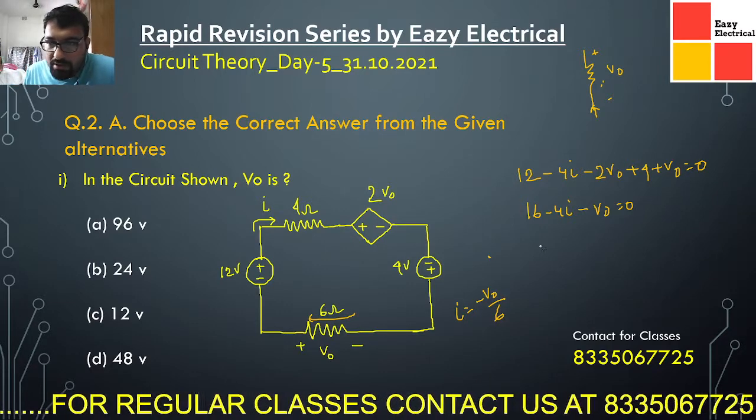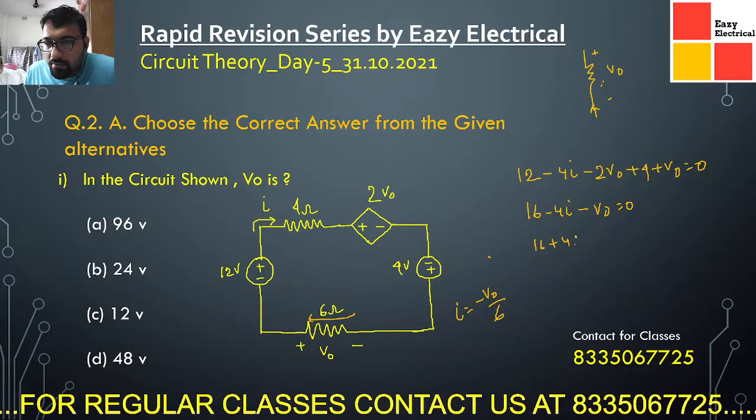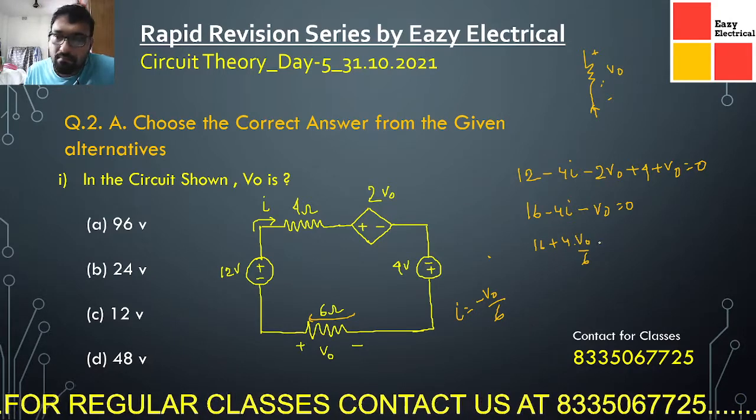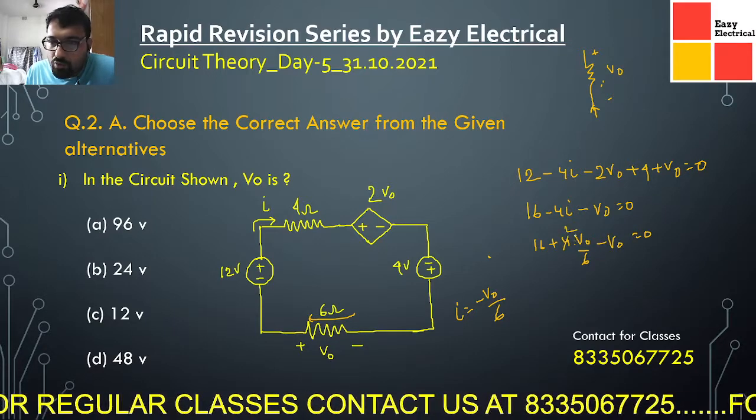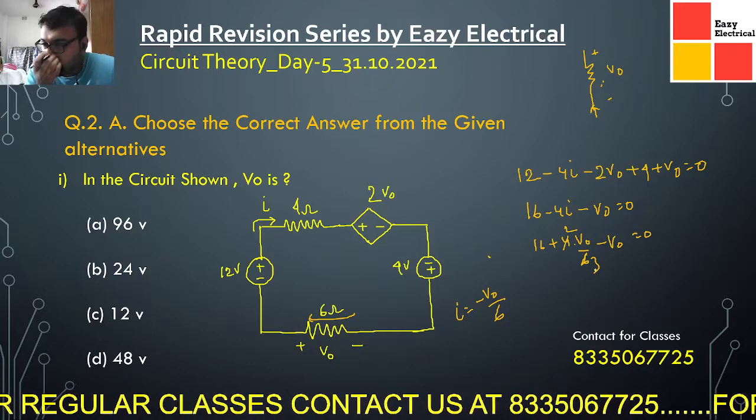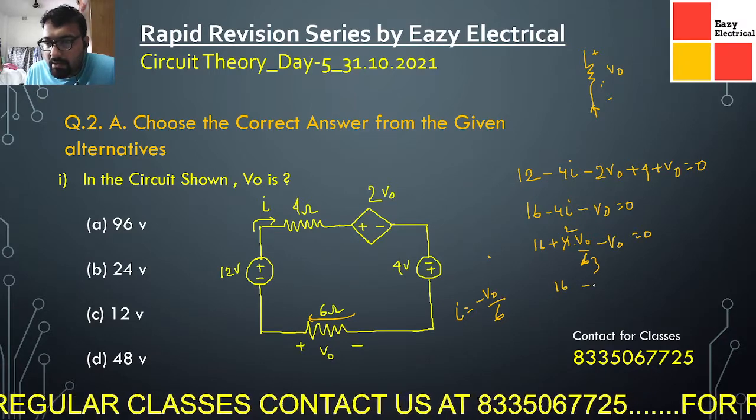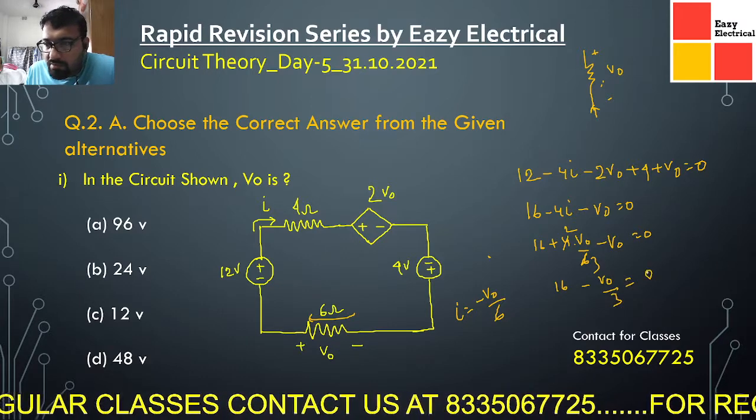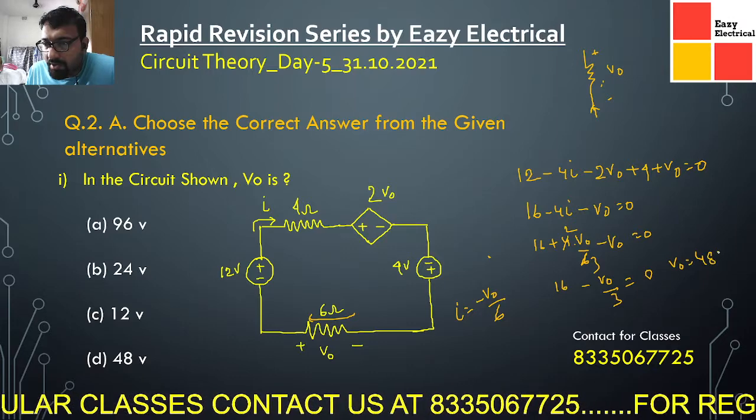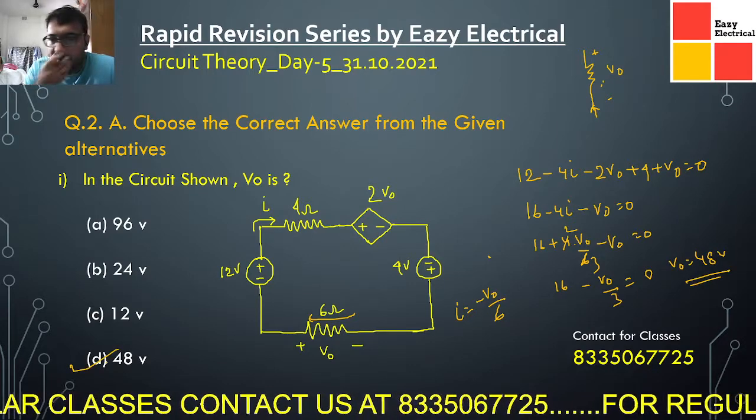So if you just put it here, 16 plus 4 v naught by 6 minus v naught equals 0. So from this we get 2 by 3. So here it will be 16 minus v naught by 3, right? So from this, v naught will be coming out to be 48 volts. 48 volts will be the correct answer.